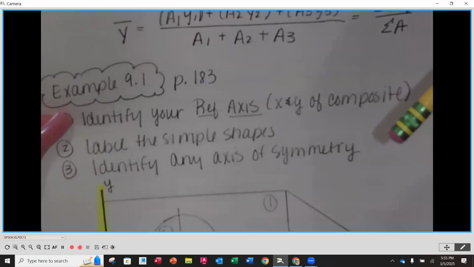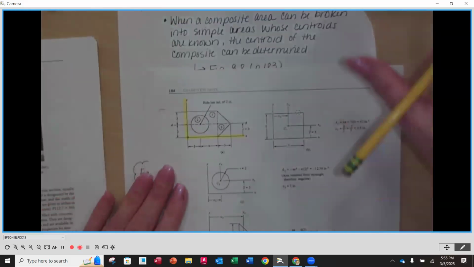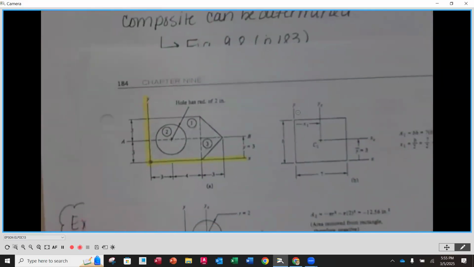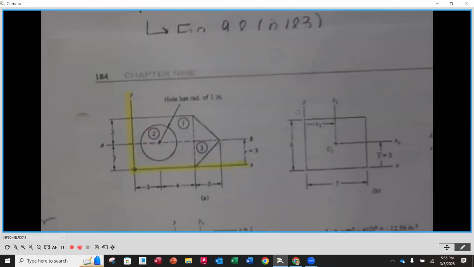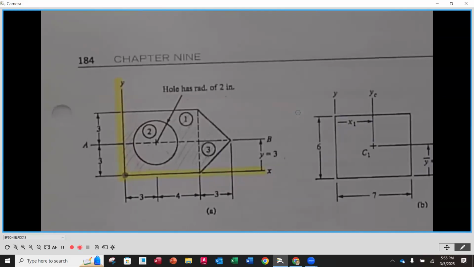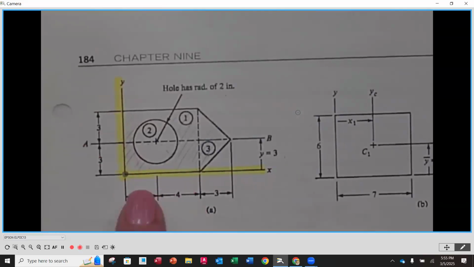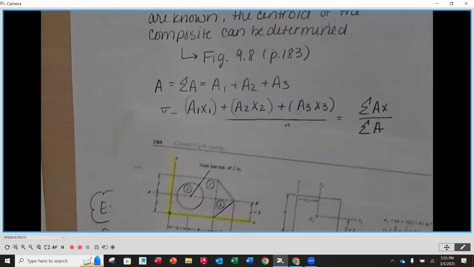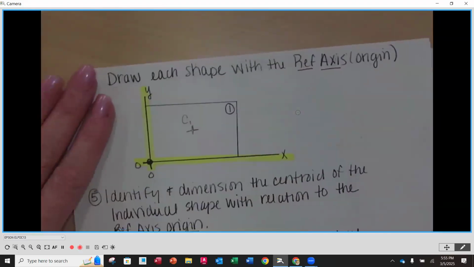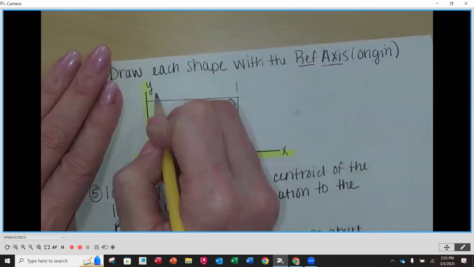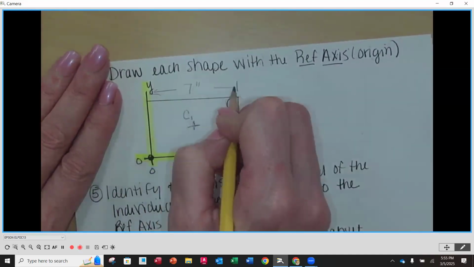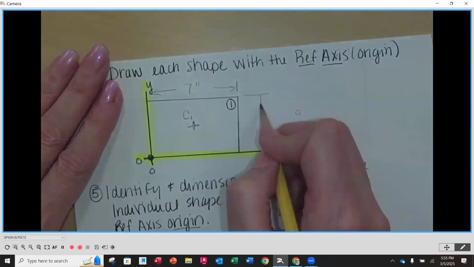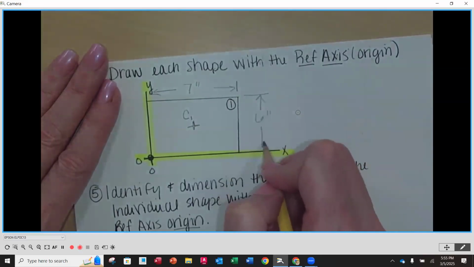Now, on the sketch that I made, I don't have the dimensions, but the dimensions are on page 184. And you'll notice that our rectangle is 6 inches high and 7 inches long. Okay, and then the 0, 0 is down here in the lower left-hand corner. So if I turn this over and go back up here, we know that the length is 7 inches and the height is 6 inches.